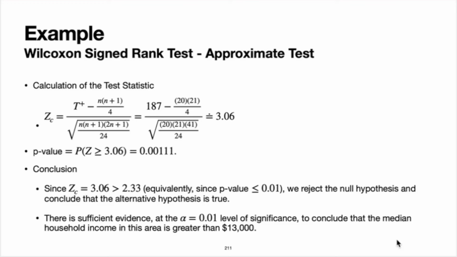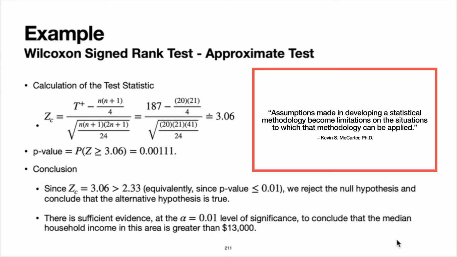Now, I will remind you that it does have this built-in assumption that the distribution that we're sampling from is symmetric. So that becomes a limitation on the situations to which it can be applied. If the distribution is not symmetric, then this test may not be appropriate. And in fact, in this very example, this may be a situation where the Wilcoxon signed rank test may not be applicable.